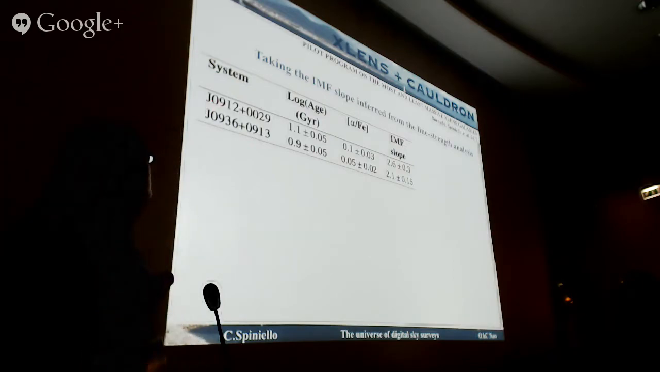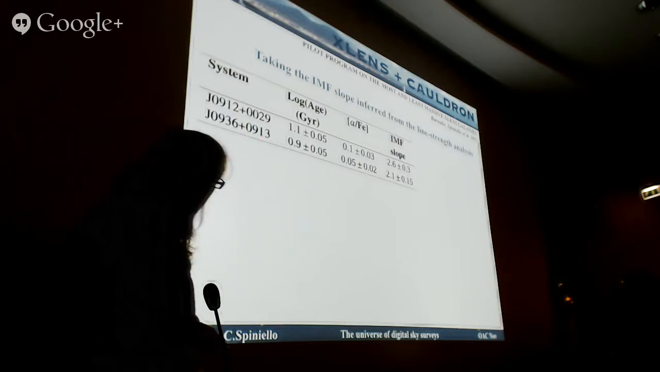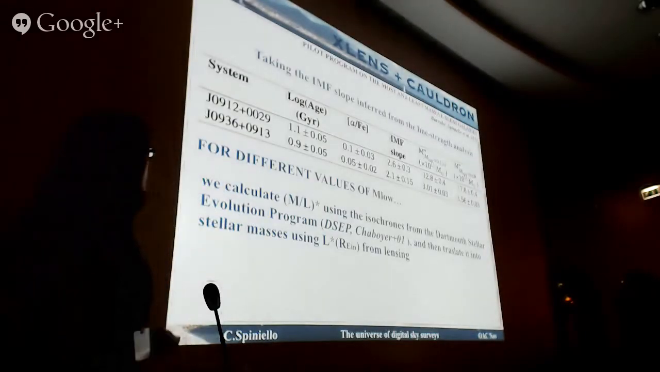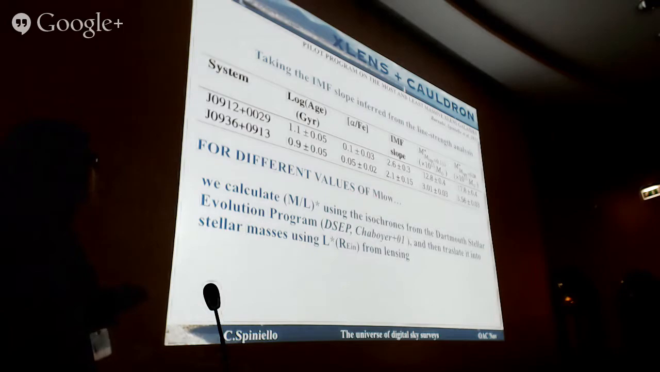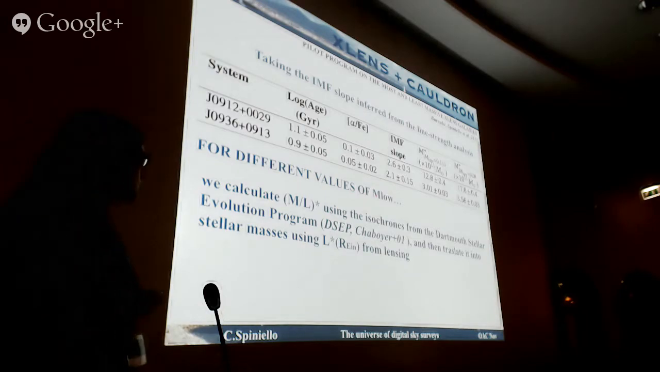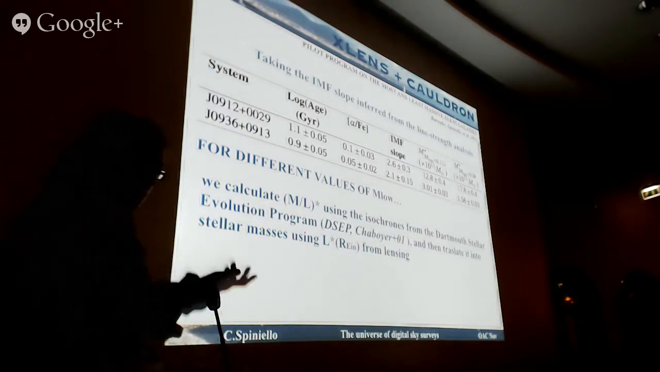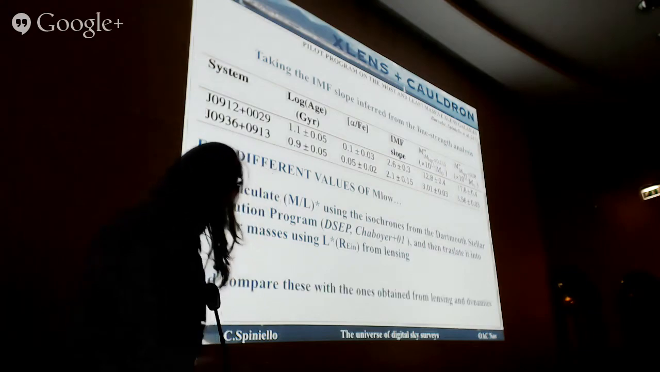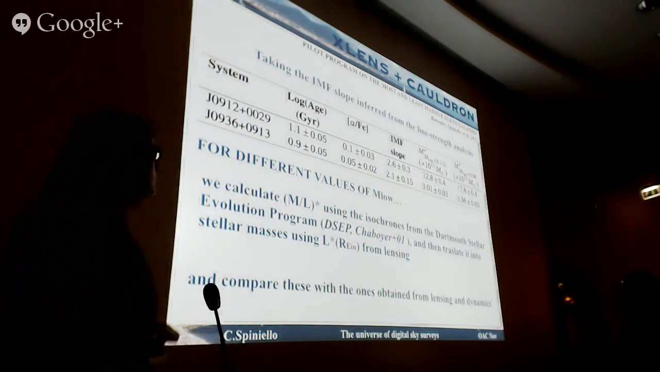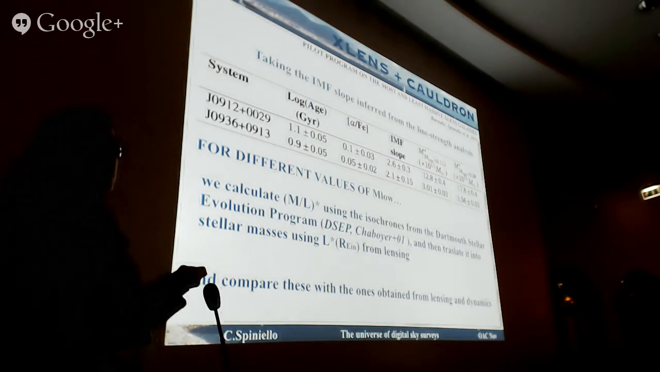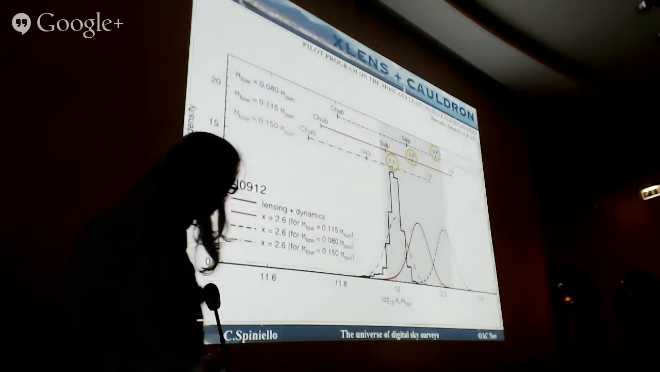This is the most massive galaxies, this is the least massive galaxies we were having at the time. By assuming different values for the cutoff mass, we calculate the stellar mass to light ratio using a set of isochrones, and by having the stellar population parameters, of course. Taking the luminosity from redshift, or by fitting a luminosity profile to HST images, we compare those results, so the simple stellar population results, with the ones obtained by gravitational lensing.